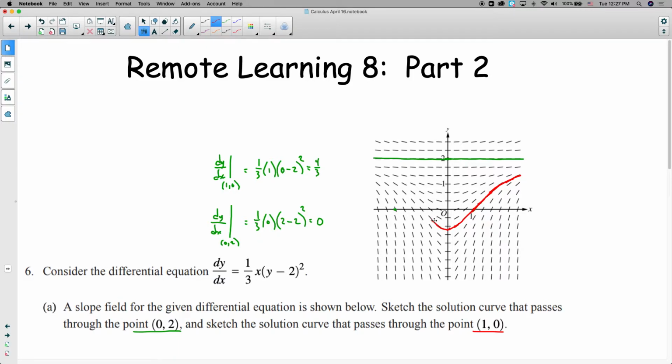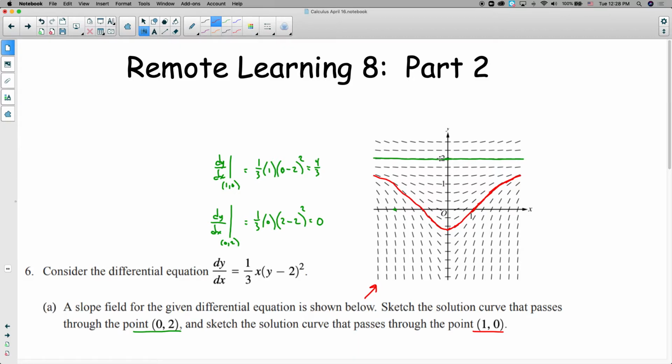Okay, so we got a minimum value there, and okay, it's a tracing exercise. And believe it or not, we've just answered 6A. So there we go. One more time. A slope field for a given differential equation is shown above. Sketch the solution curve that passes through the point (0, 2).